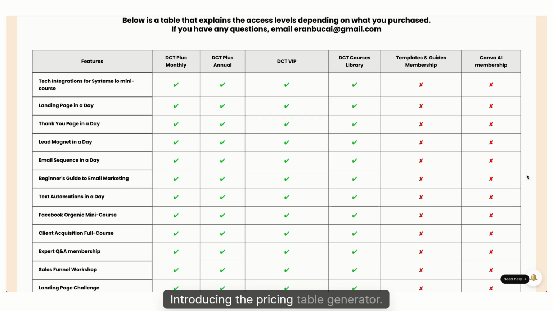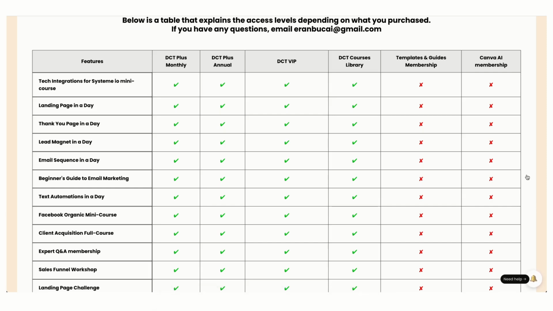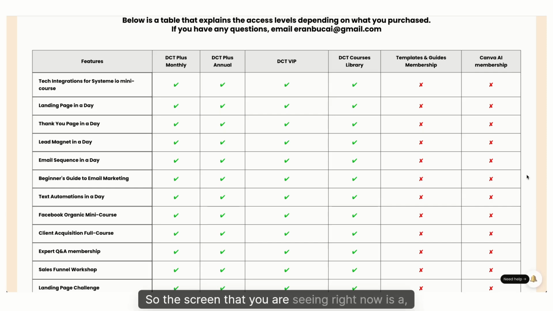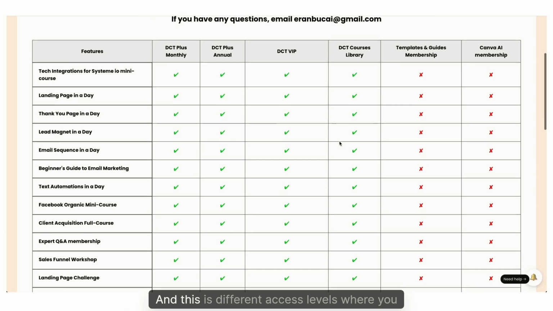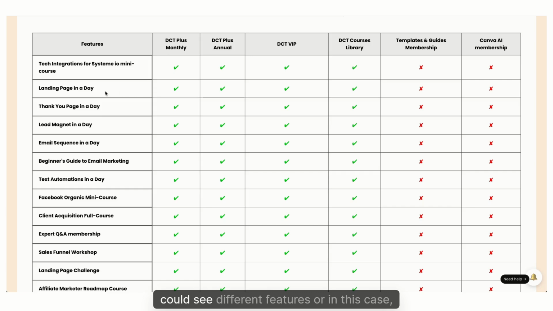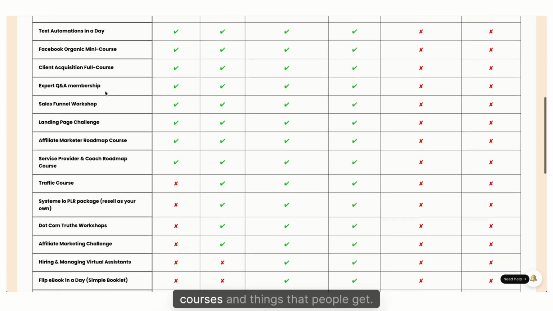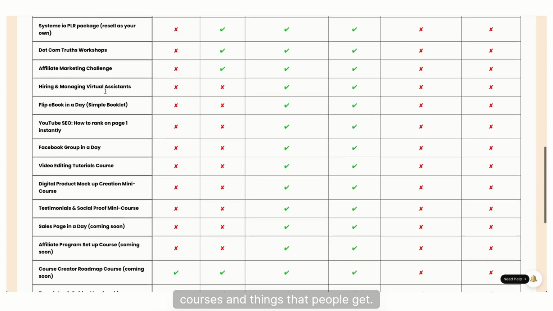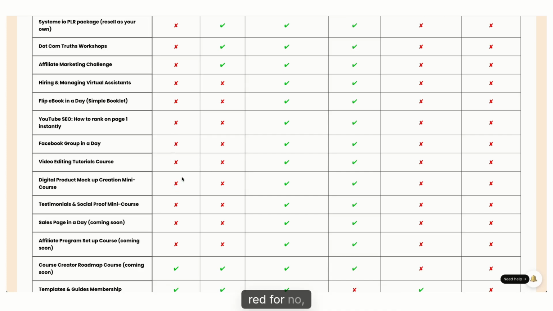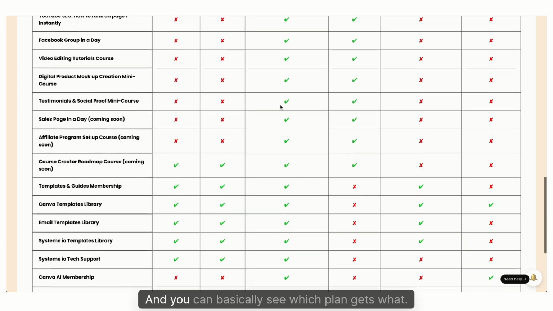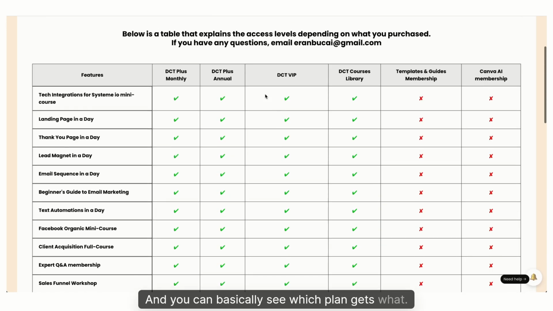Introducing the pricing table generator. So the screen that you are seeing right now is a pricing table that I created for myself. And this is different access levels where you could see different features, or in this case, courses, and things that people get. And you could see that there are ticks, red for no, green for yes. And you can basically see which plan gets what.